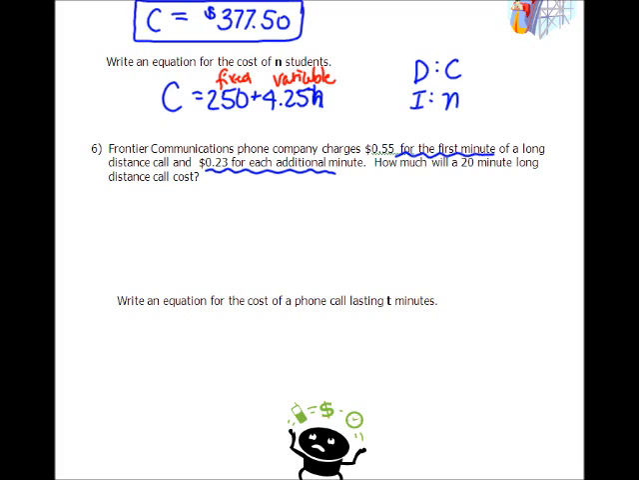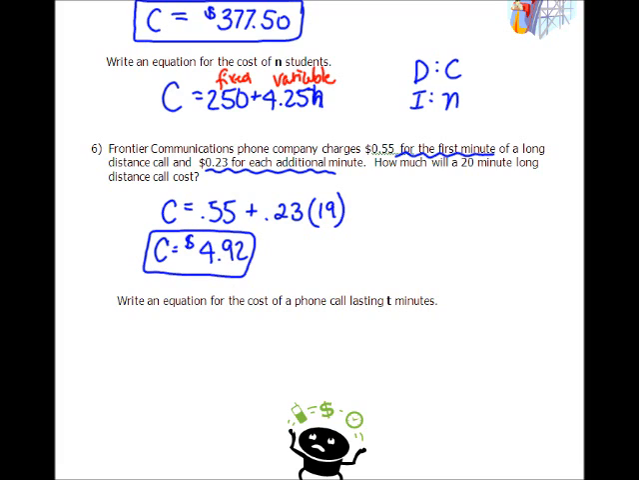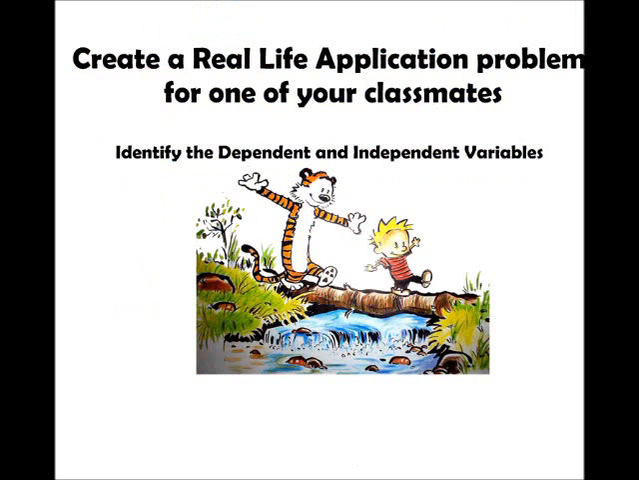Okay, so my cost is going to be 55 cents, and that takes care of the first minute, and then 23 cents for each additional minute, so that's just times 19. All right, so I get $4.92 for this one. And if I write a general equation, that's going to look kind of like number 2, where t is the number of minutes. I'm going to have cost equals 55 cents plus 23 cents times t minus 1. That makes sense?